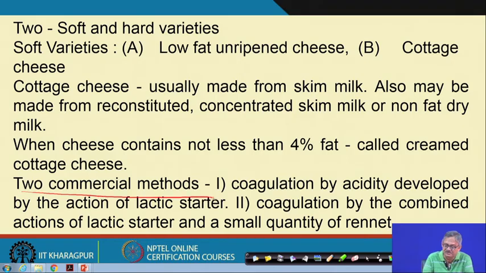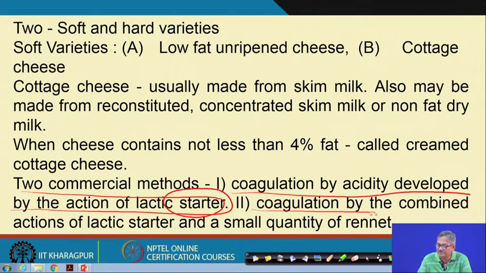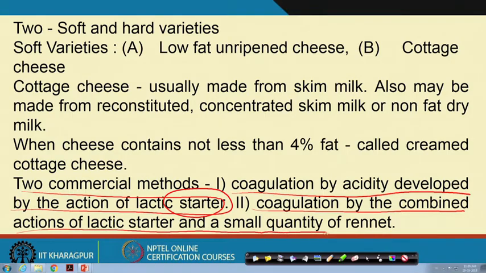Two commercial methods are there. One is coagulation by acidity developed by the action of lactic starter, or coagulation by the combined actions of the lactic acid starter and a small quantity of rennet, right. That is why this cottage cheese is so popular, that you may not use rennet, because availability of rennet may be a problem.